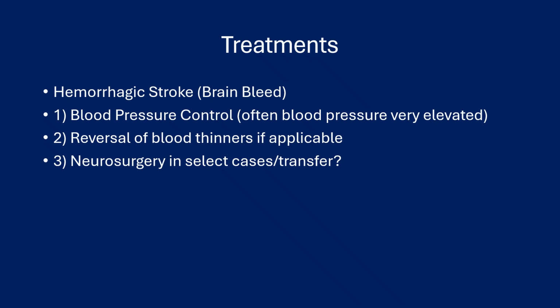Treatments: hemorrhagic stroke, brain bleed. Typically emphasize blood pressure control because oftentimes their blood pressure will be very elevated. They'll have a history of hypertension, frequently maybe untreated hypertension. Reversal of blood thinners if applicable. Neurosurgery in select cases, again, that's going to be a transfer to a facility that has that capability.